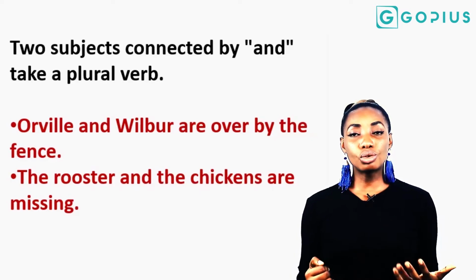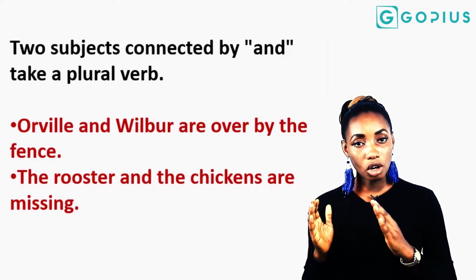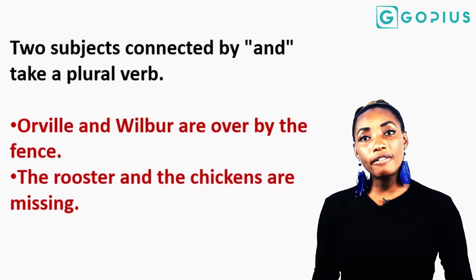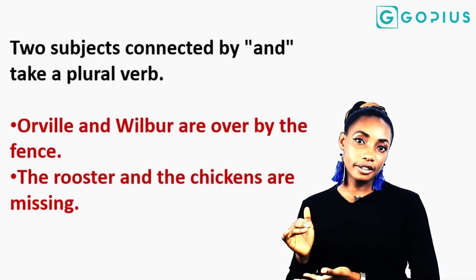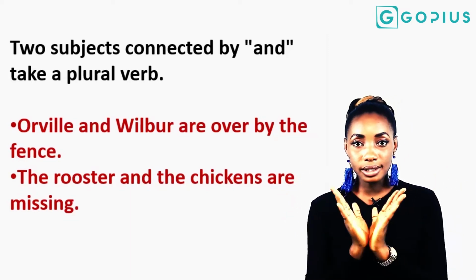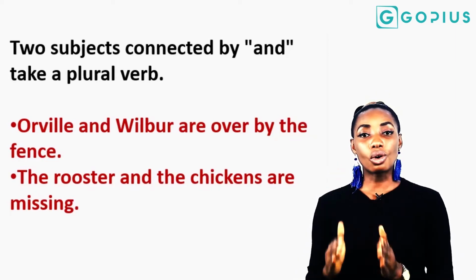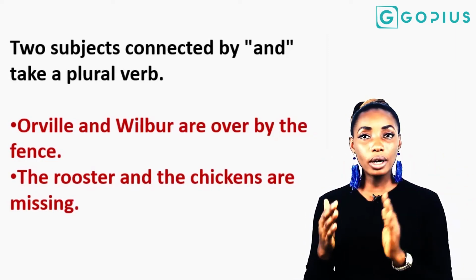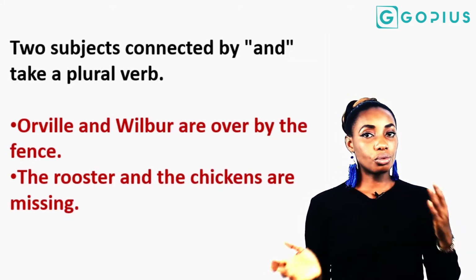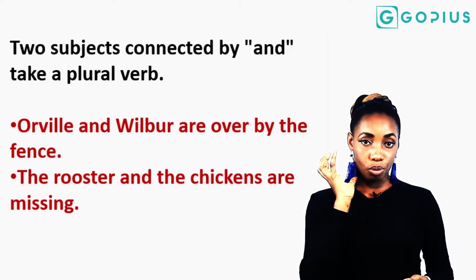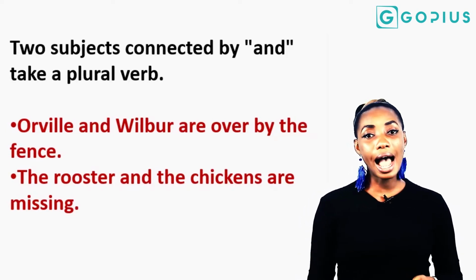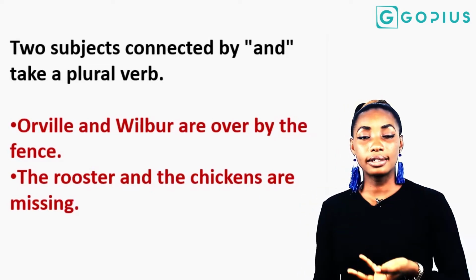But when we have two subjects connected by and, the conjunction and, the verb takes the plural form. From the example, we can see Orville and Wilbur are over by the fence. Because the two subjects, Orville and Wilbur, were joined together with the conjunction and, they became plural together. So the plural verb had to be used. Orville and Wilbur are over by the fence. The rooster and the chickens are missing. The rooster and the chickens have been joined together with the conjunction and. So both of them have become plural, and the verb form had to be plural also, and it has taken the form of are instead of is.